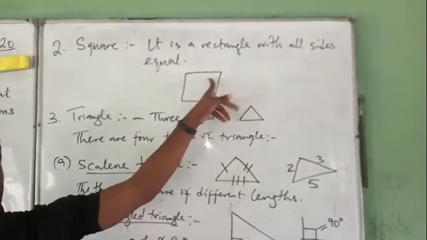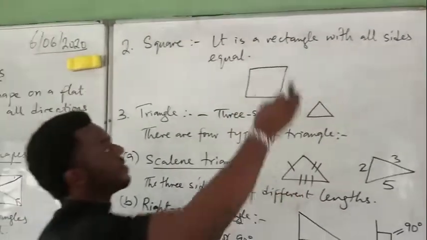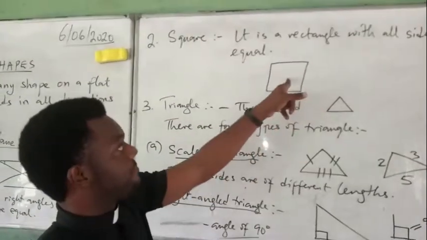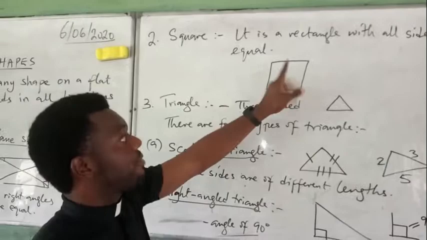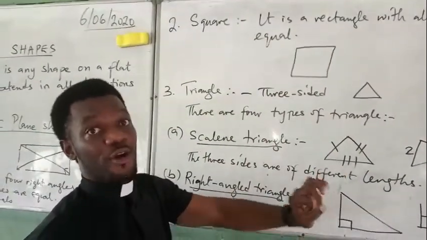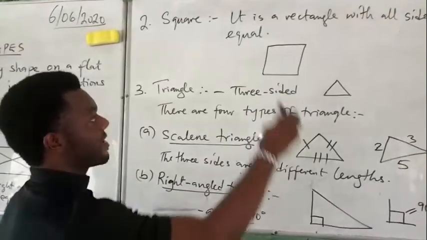But in a rectangle, 2 opposite sides are equal. But in a square, all the sides are equal. So all those qualities, except the fact that all the sides are equal, also apply. So a square is a form of rectangle. But in this kind of rectangle, all the sides are equal.